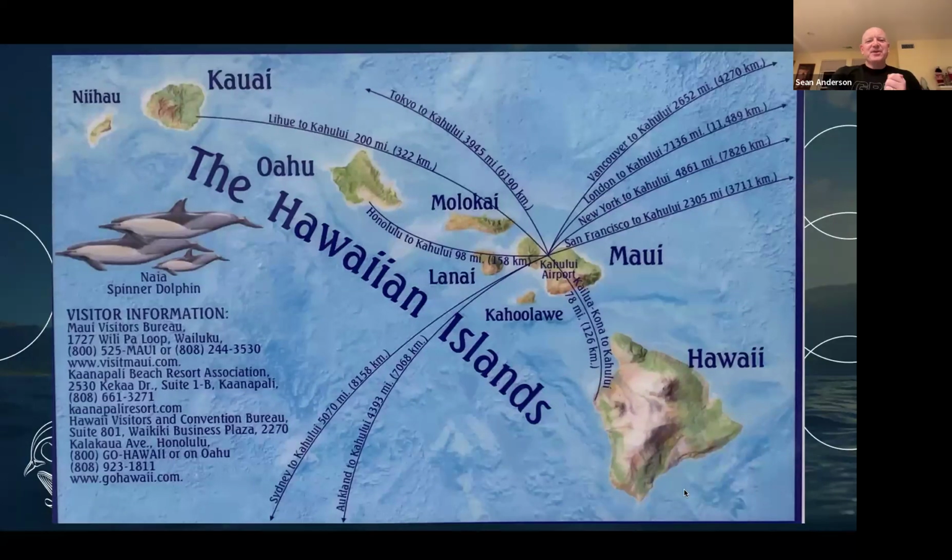All right. Okay, so Hawaiian Islands, in the middle of the South Pacific, right? In the middle of the Pacific Ocean. Now when we think of Hawaii, this is what we think of, right? We think of these, the so-called main Hawaiian Islands.